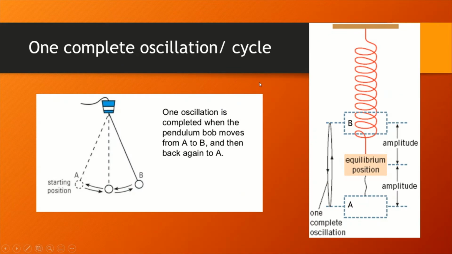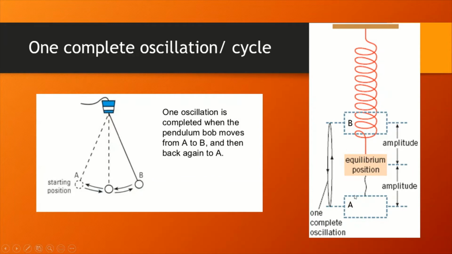Okay, one complete oscillation or one complete cycle. What do you mean by that? If I have a pendulum, this is the equilibrium position. If I displace it to A, A is called the starting point, and then I let go. The pendulum will oscillate from A, go to the equilibrium position, then go to B, and then come back to the equilibrium position, and then go back to A. So from A, it goes to B, and then comes back to A. This is called one complete oscillation.